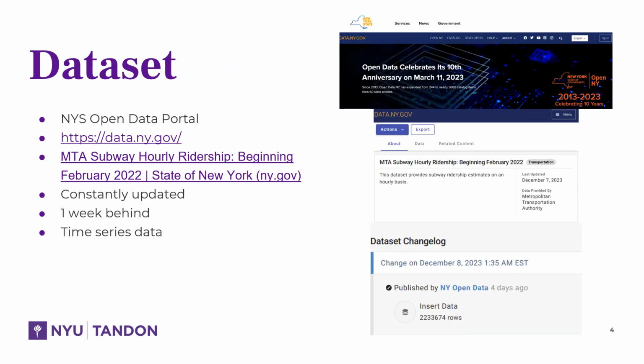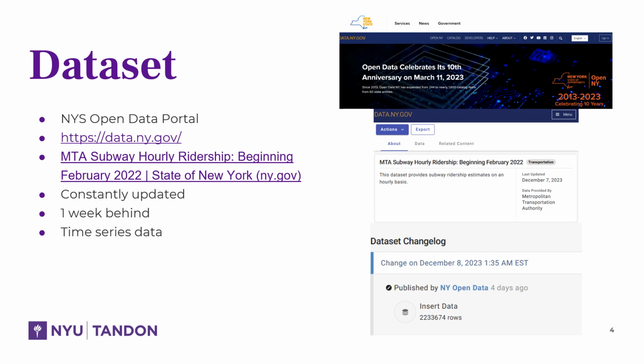The data set I decided to choose comes from the New York State Open Data Portal, data.ny.gov, where the state publishes all of its free data sets for public use. So this is a whole catalog of information coming from everywhere. One of these data sets includes the MTA subway hourly ridership starting in February of 2022. So this is something that is constantly updated. It seems like it's updated at least once a day, if not every few days.